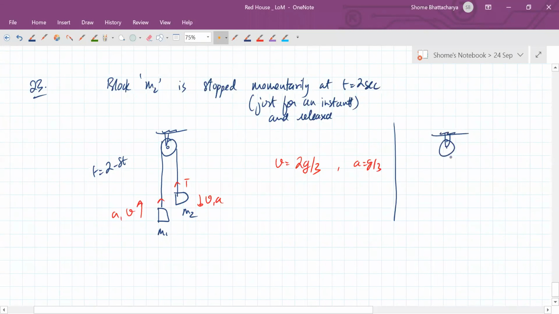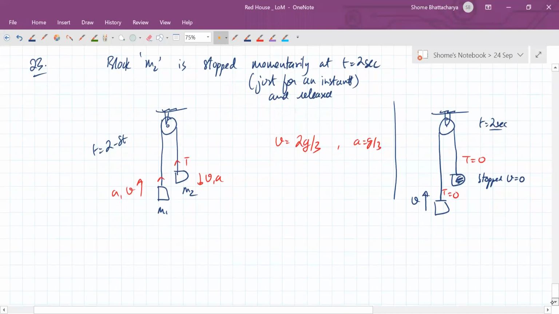Okay. Now what is happening at the moment t equal to 2 seconds, this one is stopped. So its velocity suddenly becomes 0. Okay. Whereas this one is continuing on the basis of its momentum. So the string slackens. Okay, so the tension becomes 0. But thereafter what is happening? This is released. So this starts falling.